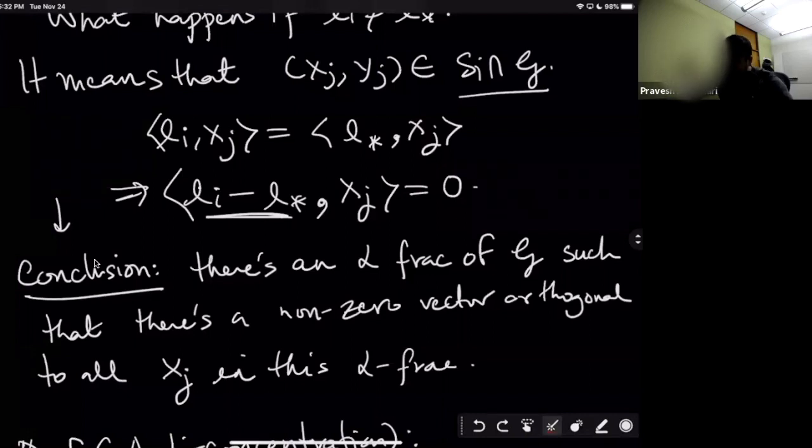This means that the uniform distribution on G is not alpha anti-concentrated unless Li minus L star is 0. Because an alpha fraction of the points in G are projecting to 0 along this direction. And so the only resolution if G is alpha anti-concentrated is that Li minus L star must be 0. In other words, Li equals L star.